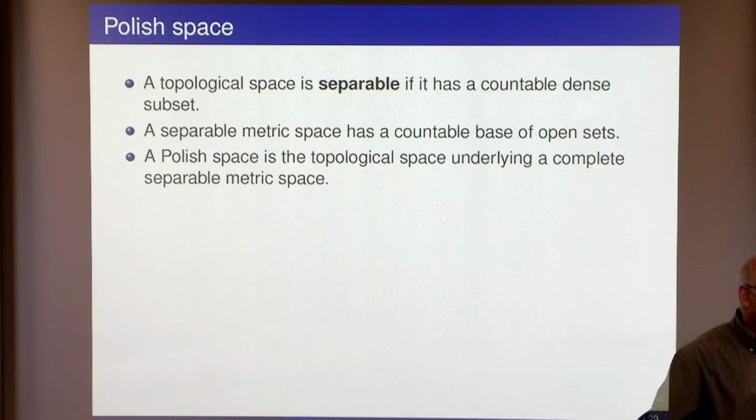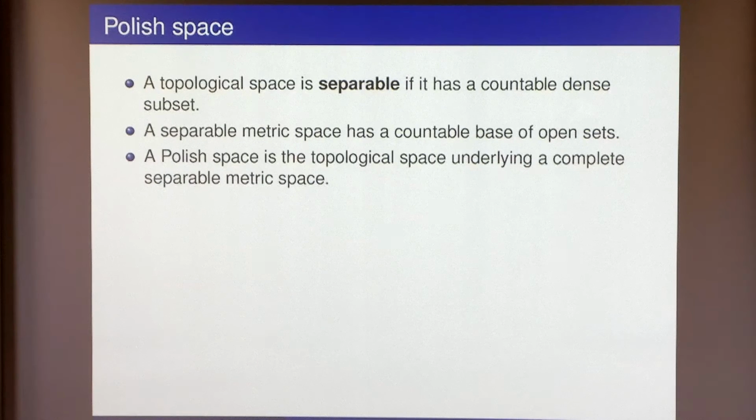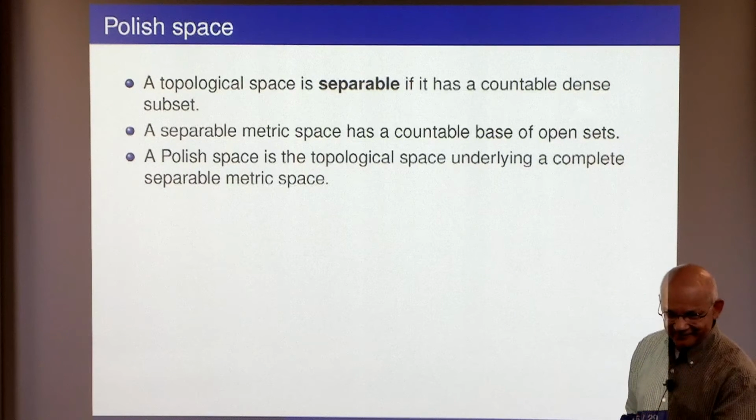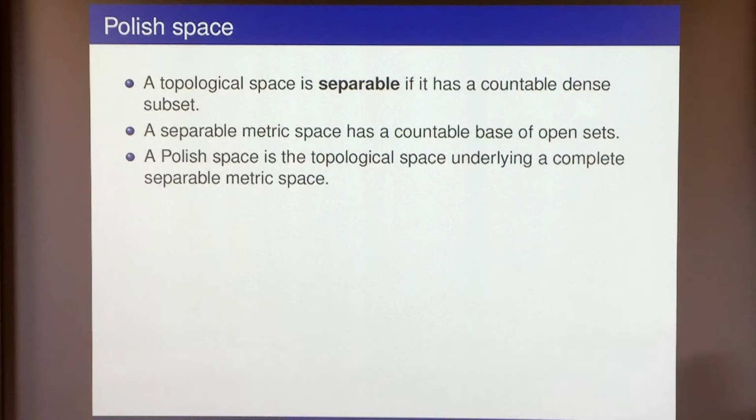Of course, you cannot just say a topological space is complete. That doesn't mean anything. But if it has a metric, then you can talk about it being complete. But the point is, we don't actually care about the metric. We care about the underlying topology. So that's a Polish space. And measure theory works well on Polish spaces.